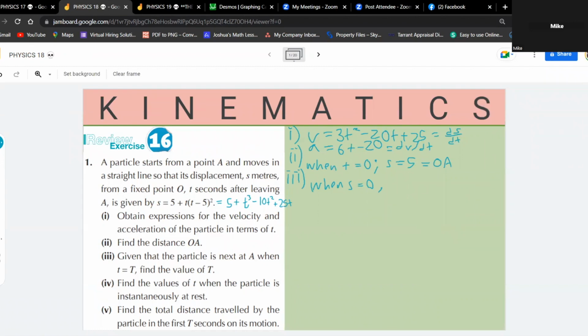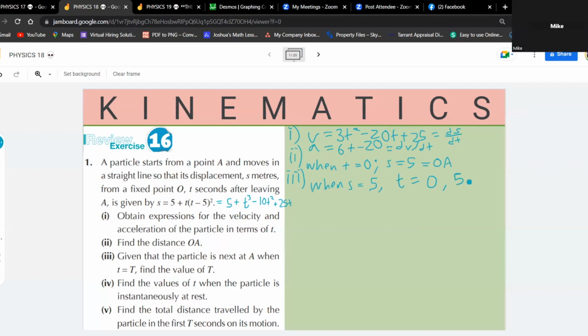wait, when x equals 5. Okay, not much better. So now the constant will become 0. Nice. So what time is that? S equals 5. Wait, not x, t is our variable, right?